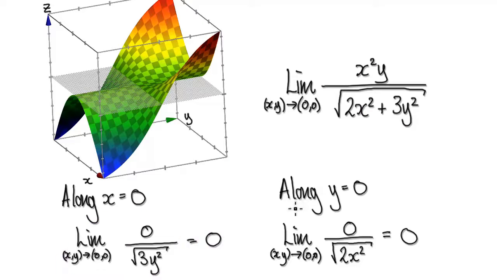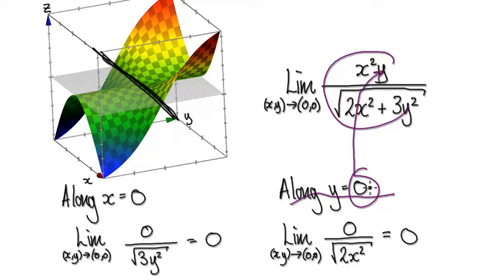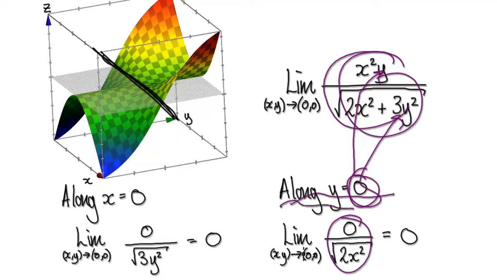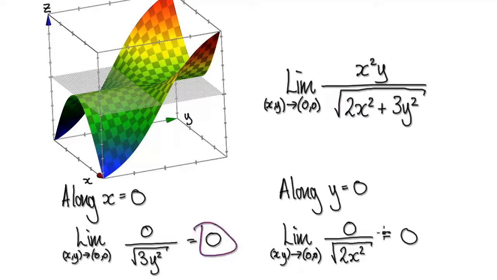Now along the y equals 0 plane, that would be this plane here. Along this plane, well, you would put 0 into the y. This whole thing here will then become this. Along this plane the limit equals 0. So we suspect that our limit is 0.